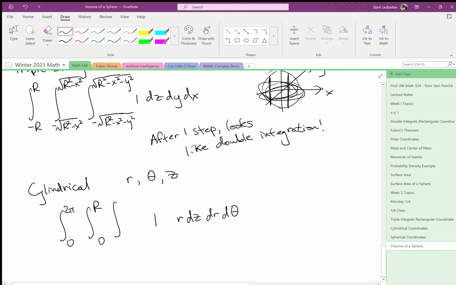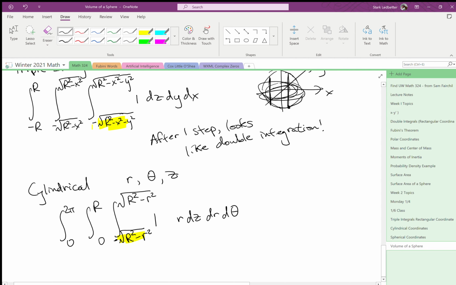Z goes from the bottom part of the sphere to the top part of the sphere again. The bottom part of the sphere is the negative root of big R squared minus little r squared. So it looks just like this thing up here, except we've replaced x squared plus y squared with little r squared. And then the top half of the sphere is the root of big R squared minus little r squared.